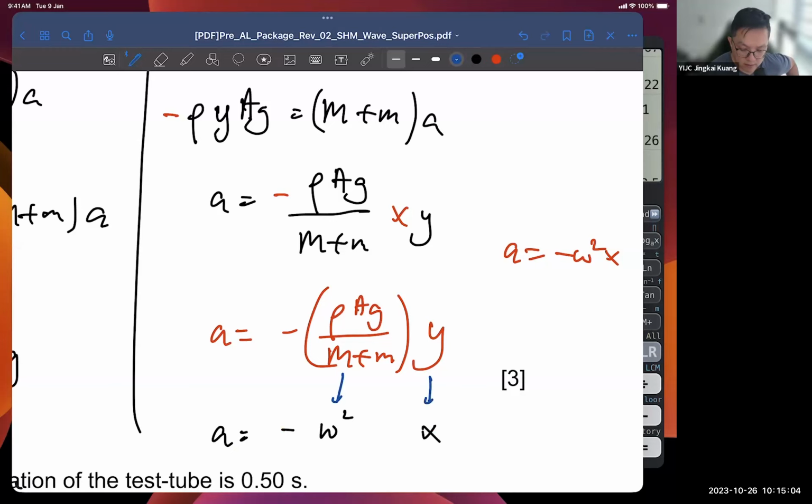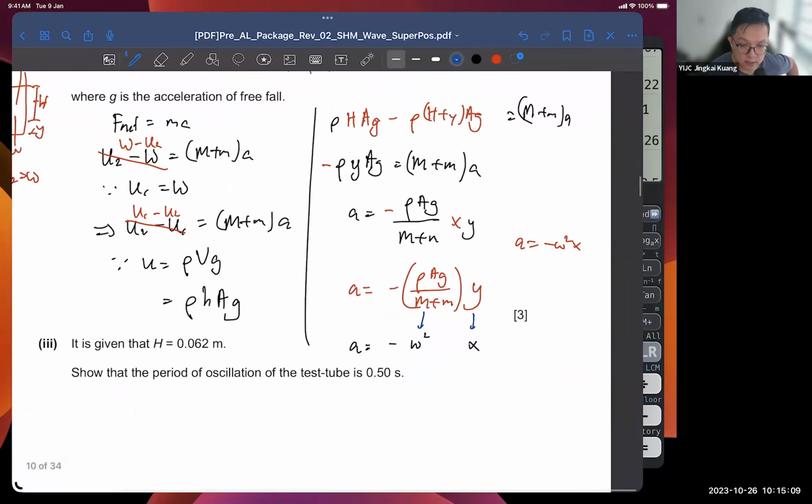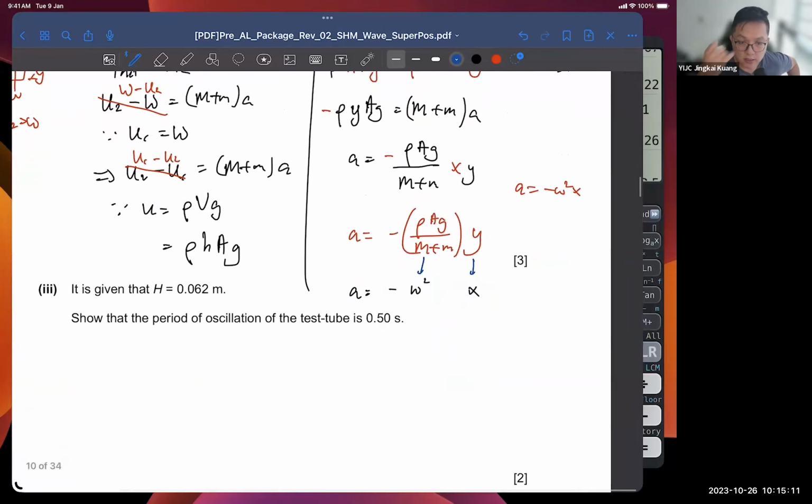Okay. Yeah. So even if you don't know how to do the first part, you can jump on to do the next part. Okay, show that the period of oscillation is 0.50 seconds. The H equals to 0.062 meters. Okay, so what else can you do with this? You want to find period, rho AG over M plus m. Okay, how did I do this? I don't remember how to do it. Just did it yesterday.